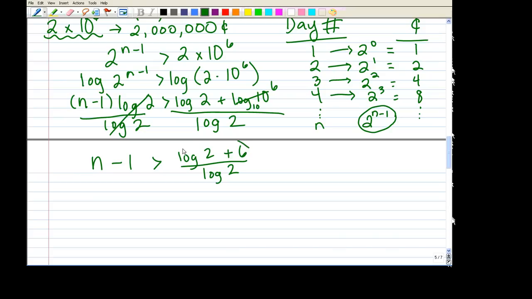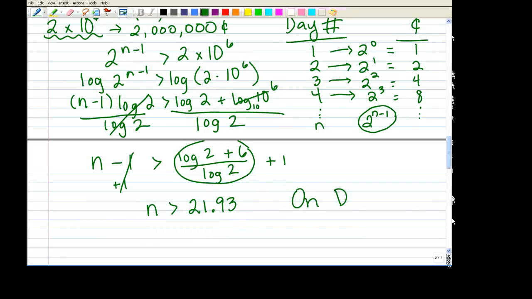Then you could take that part right there and plug it into the calculator, and you'll get 20.93. And then whenever we add 1 to both sides, we'll get about 21.93. So at the beginning of day 22, you will have more pennies than the worth of the car.